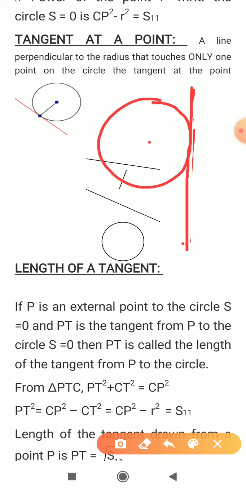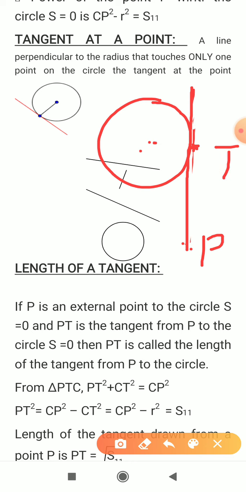Suppose this is the tangent. The common point is the point of contact. This is the point of contact, let it be. This is the point P, given point P. This is the point of contact, suppose T.